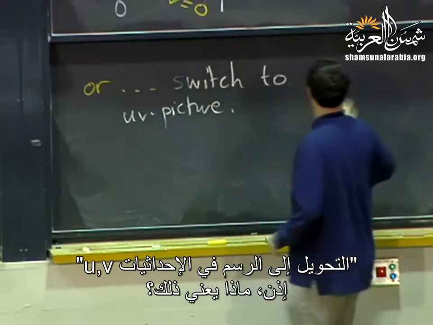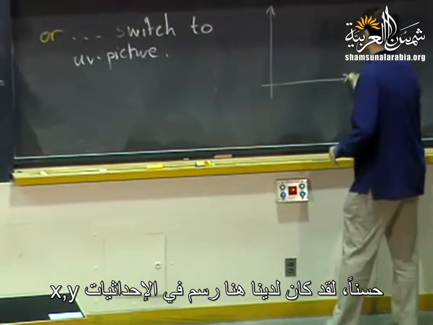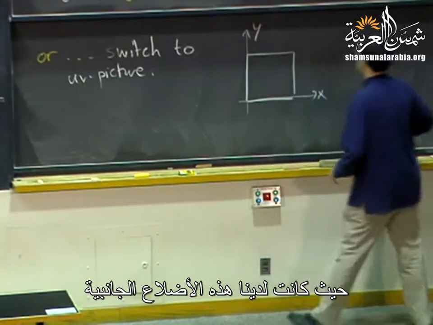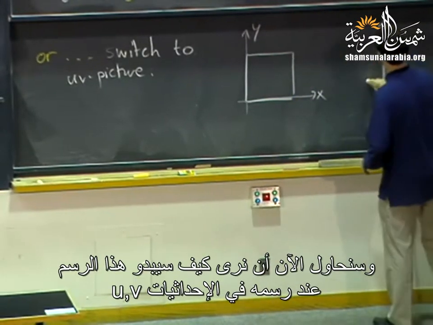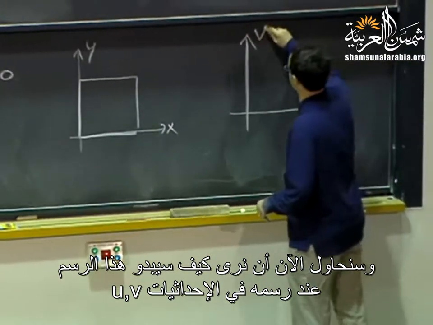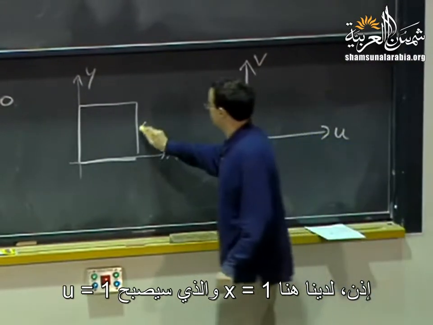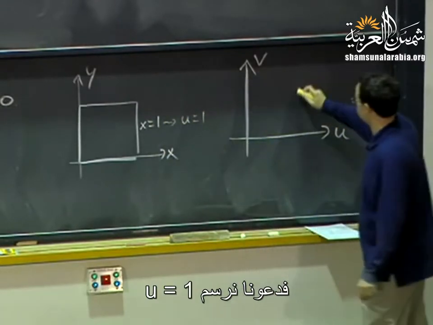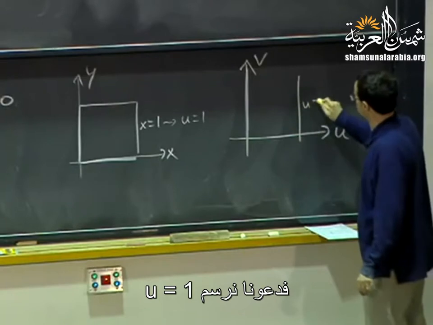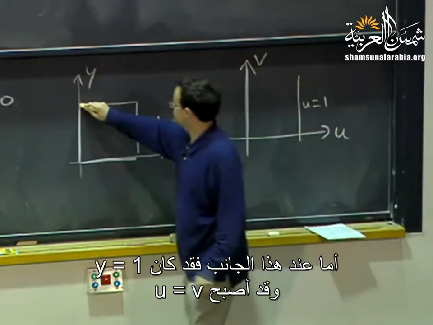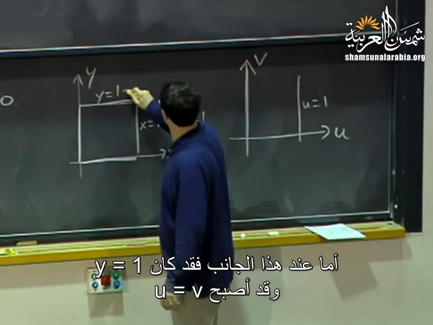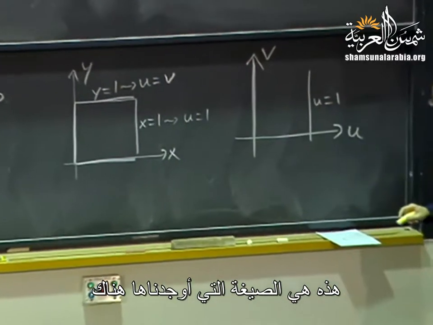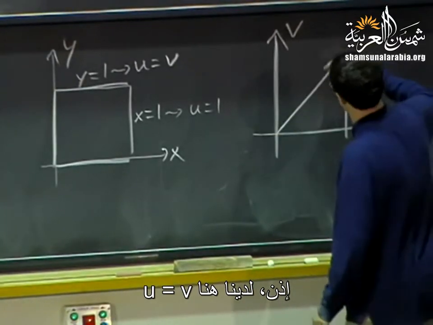So what do I mean by that? Well, we had here a picture in xy coordinates where we had our sides, and we're going to try to draw what it looks like in terms of u and v. So here we say this is x equals 1. That becomes u equals 1. So we'll draw u equals 1. This side we said is y equals 1. That becomes u equals v. That's what we've done over there. Okay, so u equals v.